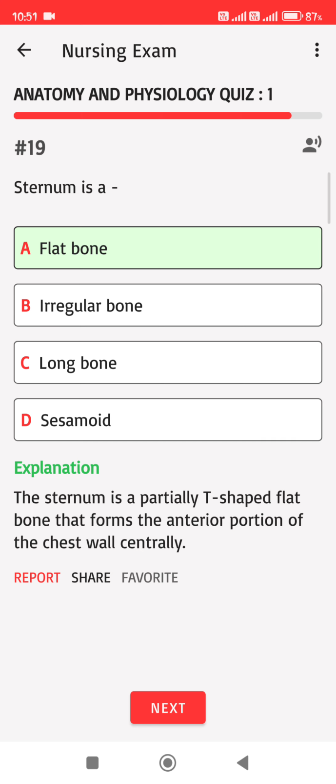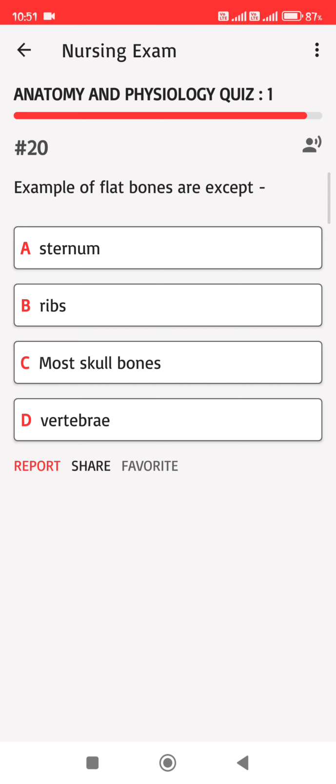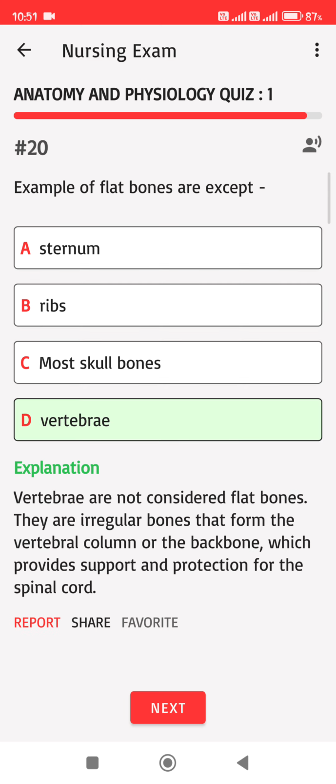Examples of flat bones are, except: A. Sternum, B. Ribs, C. Most skull bones, D. Vertebrae. Correct answer: D. Vertebrae are not considered flat bones. They are irregular bones that form the vertebral column or the backbone, which provides support and protection for the spinal cord.